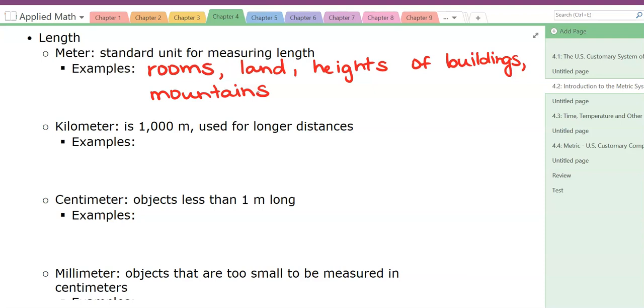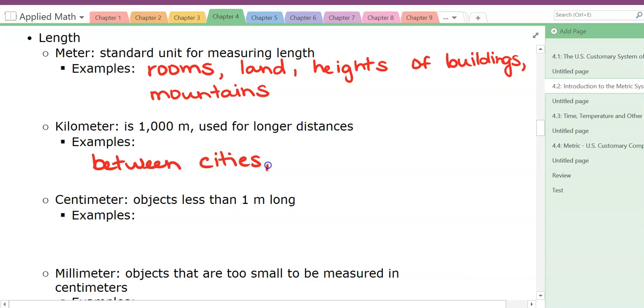Kilometer would be used for longer distances. So this would be for the distance between cities. Or it could even be the length of a country. So how wide a country is, how long a country is, how far between two countries. Now, I would argue that there's probably some mountains out there that you would also use a kilometer to measure. Like Mount Everest, for example, because it's a really, really big mountain.